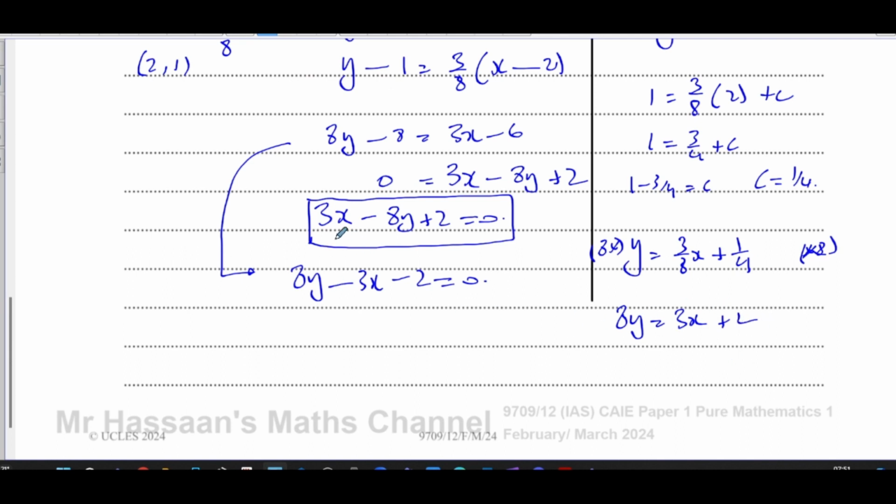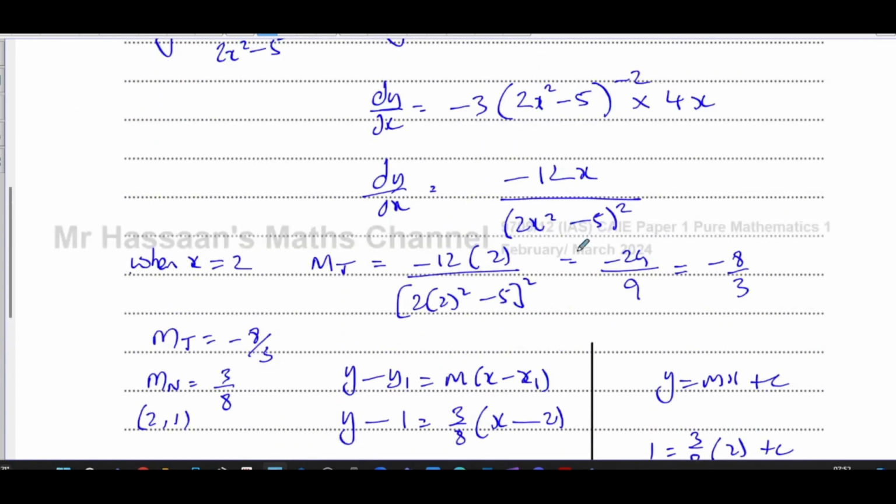So again, you can either write it like this, 3x minus 8y plus 2 equals 0, or you can write it as 8y minus 3x minus 2 equals 0. Don't forget to put equals 0. Many people just write 3x minus 8y plus 2, and they forget the equals 0 part. You are liable to lose marks because this is an equation. It has to have an equal sign, a left-hand side, and a right-hand side. So be very careful about that.